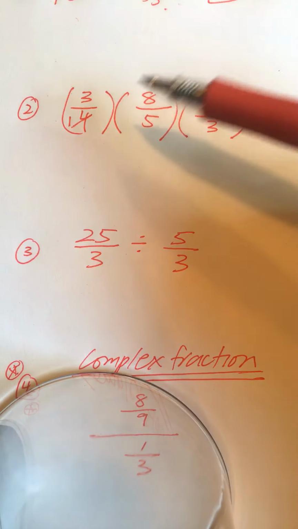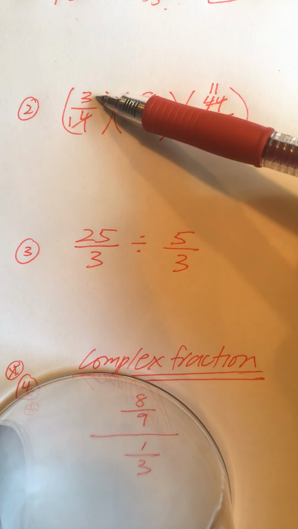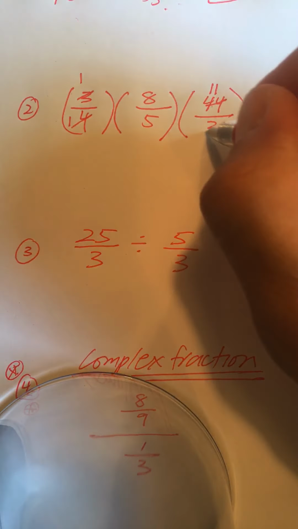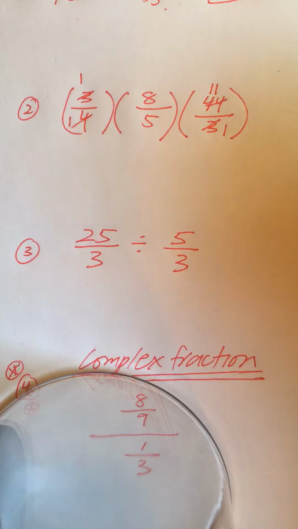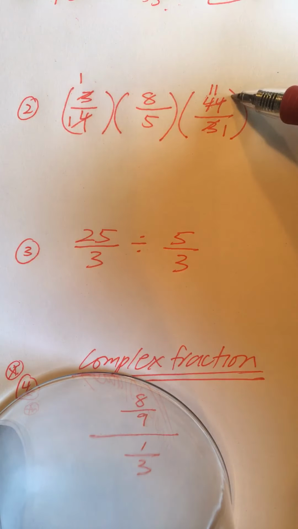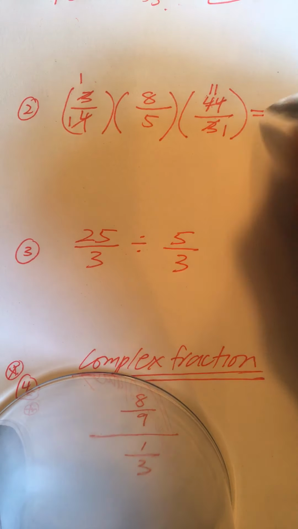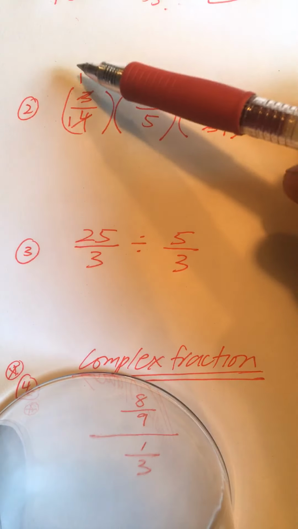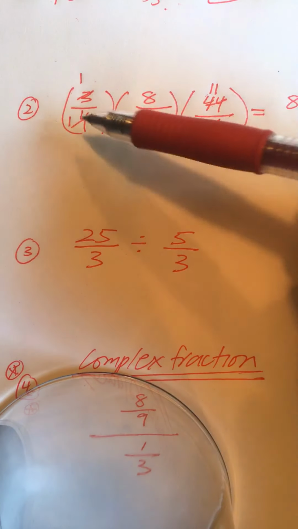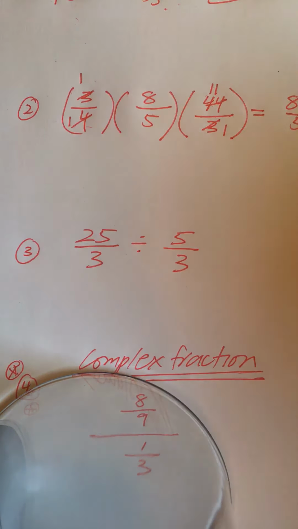And now we look again. Are there any numbers up top that can be reduced with any numbers on the bottom? And I notice I have a 3 up top here and a 3 on the bottom. So 3 goes into 3 once. And now I reconsider it again. I have 1, 8, and 11 up top, a 1, a 5, and a 1 on the bottom. Nothing can be simplified. So now I multiply across the top. 1 times 8 times 11 is 88. And I multiply across the bottom. 1 times 5 times 1 is 5. And that is in lowest terms.